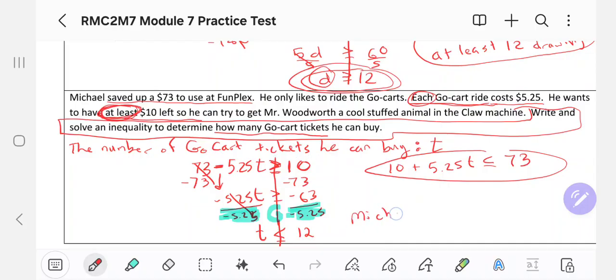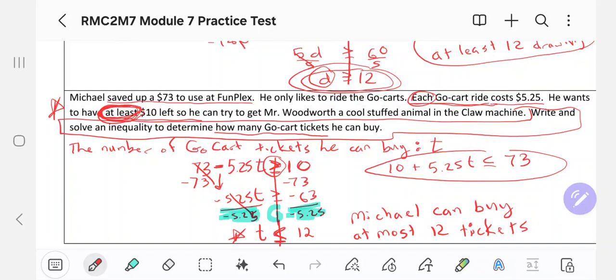Michael can buy. Now here's the tricky part. This is why we need to star this one, star this part at the end. So this original inequality went with "at least," but now we have a less than symbol. So we have to pick out a phrase that goes with that. And instead of "at least," since it reversed, we have to reverse the saying as well. So Michael can buy at most 12 tickets.